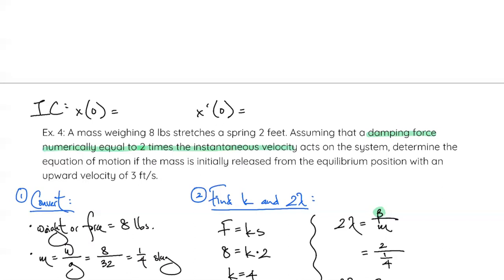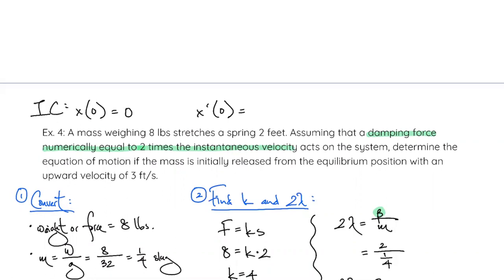All right, so I've got some guesses in the chat, and I would agree. When you start to look for those initial conditions, especially if we're looking at a second order differential equation, you really want to think, what do I know about position and what do I know about velocity? So the position, it says that it is initially released from the equilibrium position. Equilibrium position means that that position is where we call the center. So we're going to call that 0.